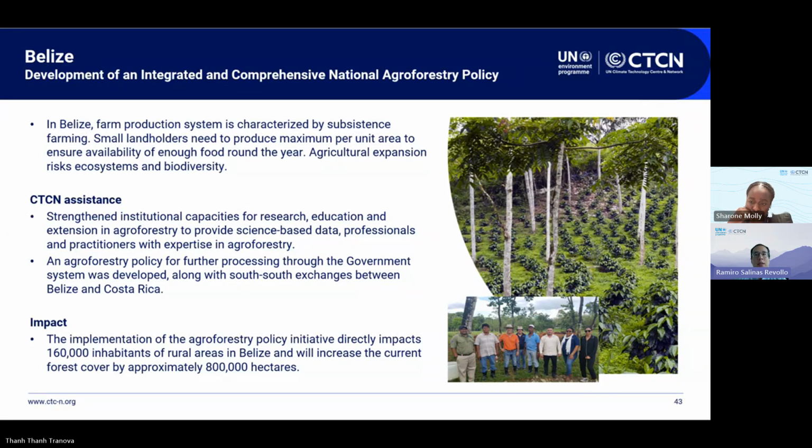together with the country, we designed this technical assistance with the aim to develop an integrated and comprehensive agroforestry policy with the aim of mainstreaming this form of land use countrywide, providing practical knowledge and skills to the national stakeholders. So this technical assistance provided practical knowledge and skills to the team of the government of Belize to understand and test a successful process to develop a national agroforestry policy.